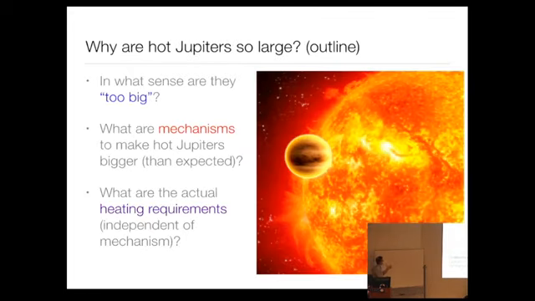So again, the issue here is, why are hot Jupiters so large? What I need to explain is, what do we mean by them being too big? What is our expectation, and why is reality different from our expectations? I'll go over some of the basic mechanisms. We heard about many of these from Kristen already, so hopefully I can go through that relatively quickly and then get to the recent work with Tad in quantifying what the actual heating requirements are, independent of mechanism.